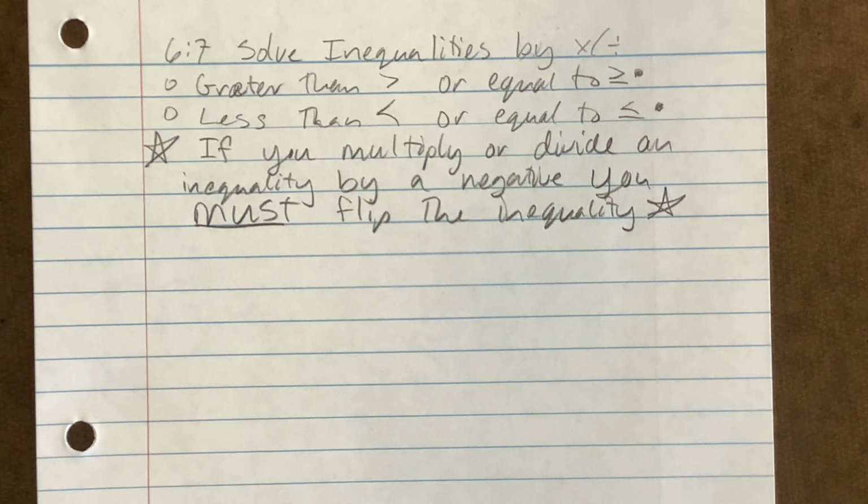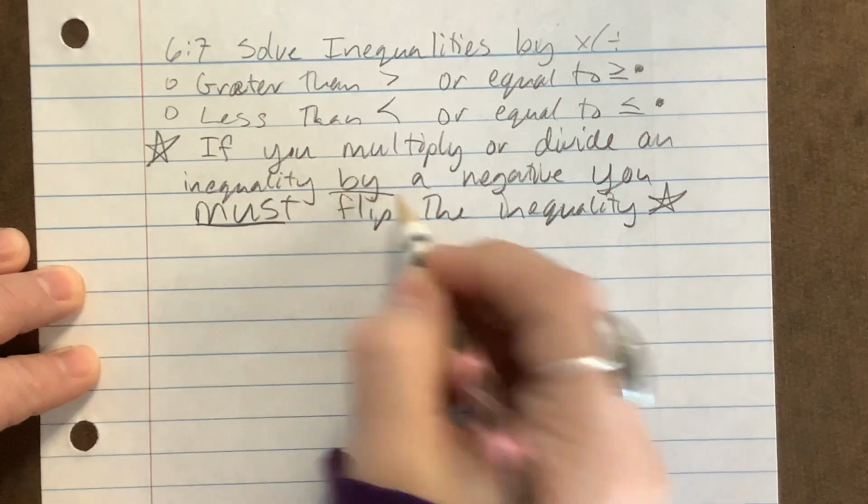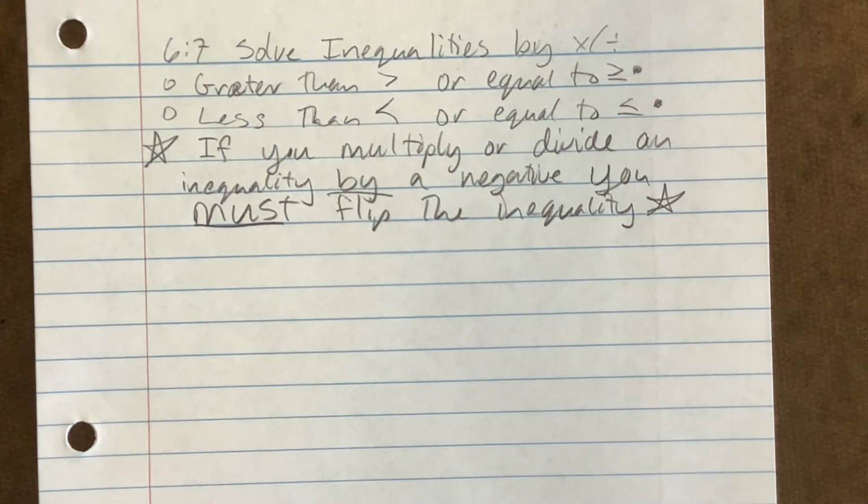If you multiply or divide an inequality by a negative is another key word. Some people, if there's a negative involved anywhere, they flip the sign. Don't do it unless it's the number that you are dividing by.